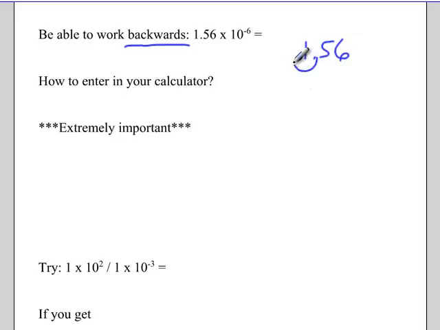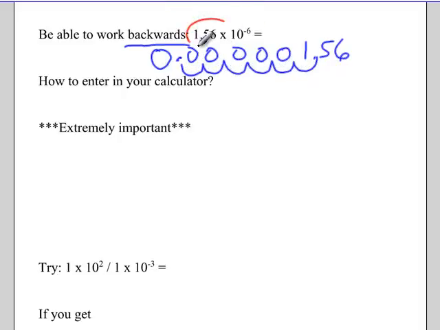I'm going to go back to the left. I'm going to go over 1, 2, 3, 4, 5, 6. So this is where the original decimal point was, and I had 0.00000, 5 zeros, and then 1.56. So if I double check, 1, 2, 3, 4, 5, 6 times, these two numbers would be equivalent.